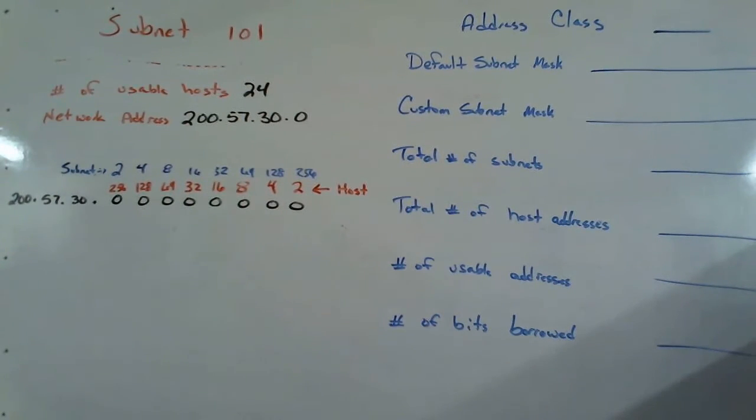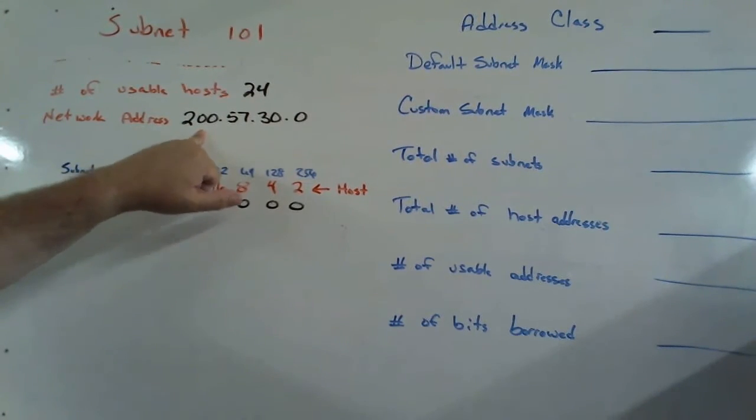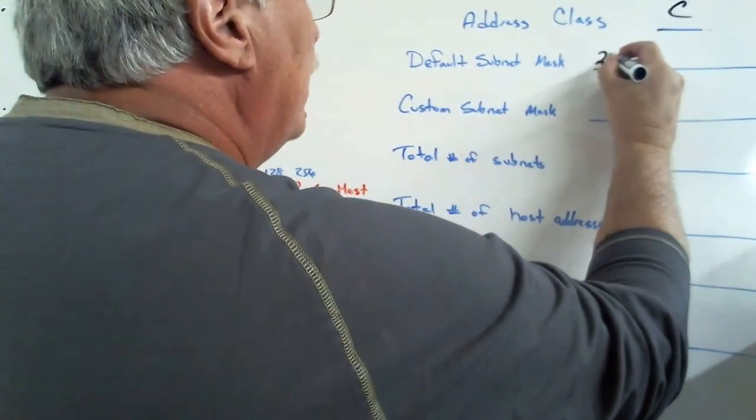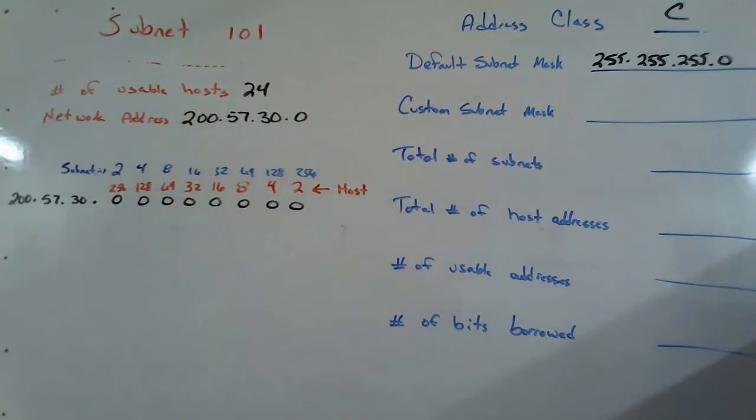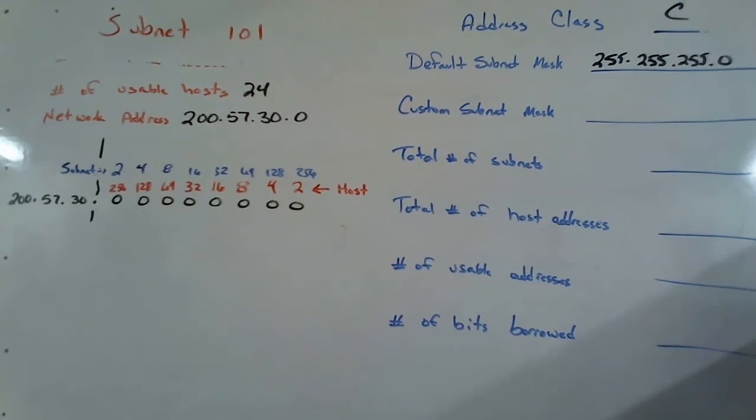So just like before, the very first step I'm going to ask is, what is the classification? Our very first octet is 200. 200 happens to be a class C, so we're going to put that up there for us. Our default subnet mask is going to be, you guessed it, 255.255.255.0. Custom, we're going to come back to subnets and all that once we figure out where our line has moved to. Remember that here's our original line right now before we subnet.